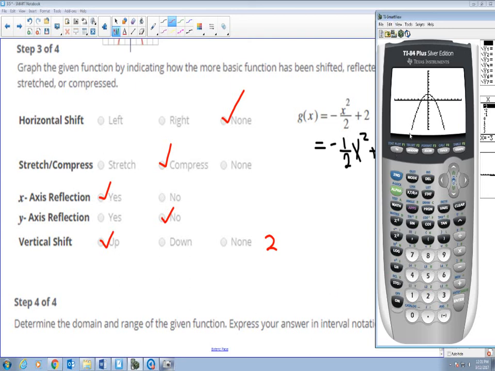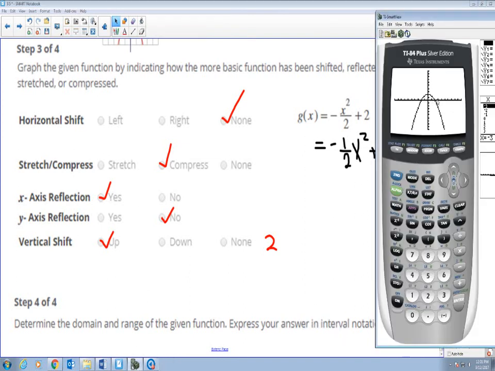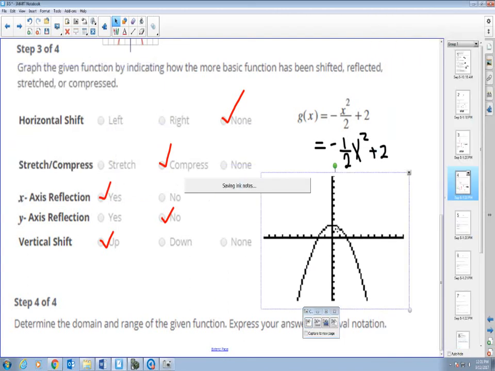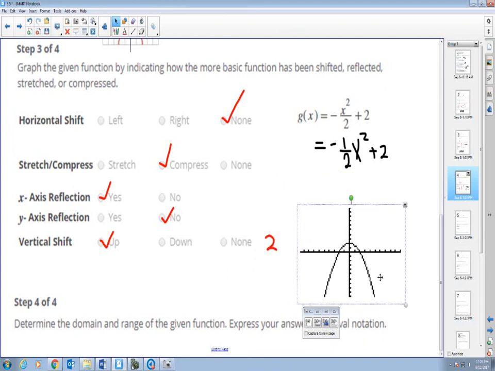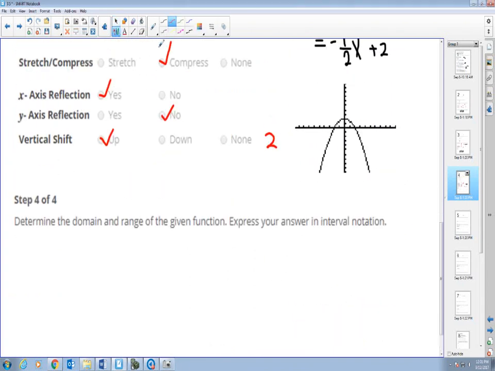So what's my domain and range this time? Well, domain, if you think about it, this side keeps on going to the right, this side keeps on going to the left. So my domain for a parabola is still from negative infinity to infinity.